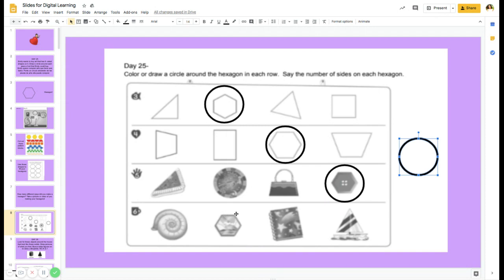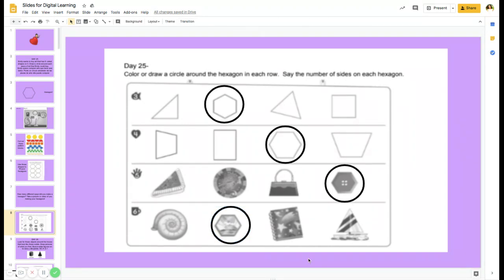Let's look at this one. 1, 2, 3, 4, 5, 6. That is a hexagon. We're going to put a circle around it because it has 6 sides. This notebook only has 4 sides, and this sailboat only has 3. So we have found all of our hexagons here.